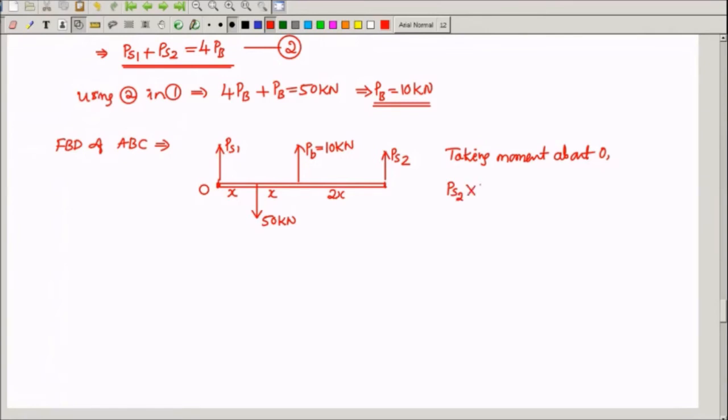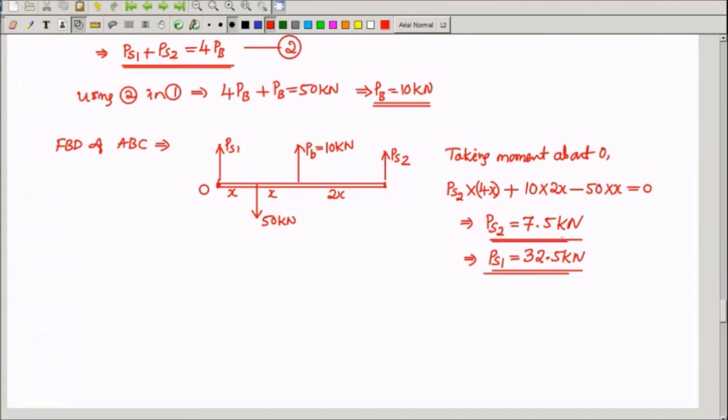P_S2 into 4x, that is a moment which is anti-clockwise, plus P_B which is 10 into 2x is also anti-clockwise, minus 50 into x. This is clockwise, so I have written minus here. Equate to 0. Now here x can be cancelled throughout. The only unknown is P_S2, so find out P_S2 from this. You will get 7.5 kilonewton. And when you substitute this P_S2 into equation 1 or equation 2, P_S1 you will get as 32.5 kilonewton. So all the 3 unknowns we are able to find out.